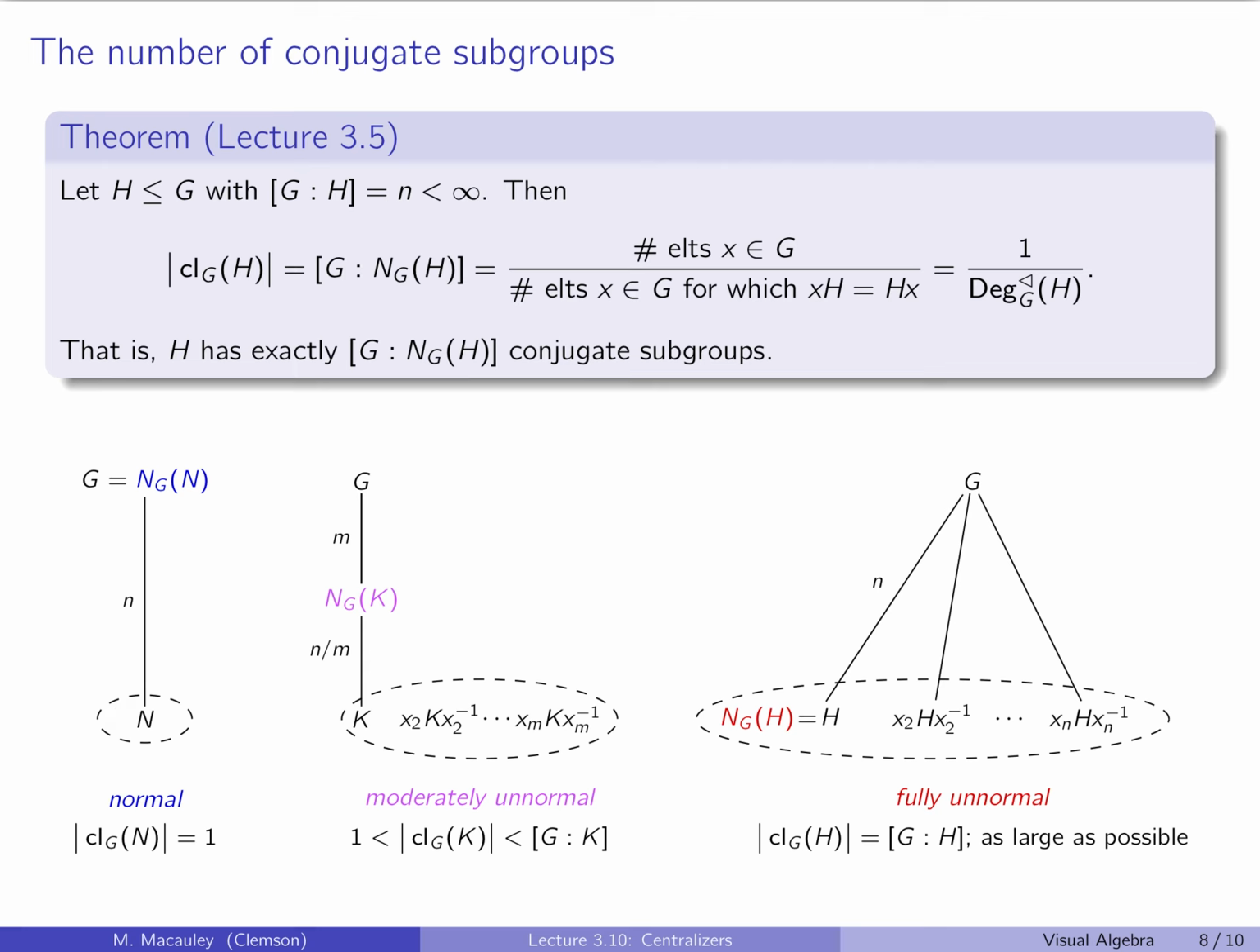If it's moderately unnormal, it means the normalizer is bigger than the subgroup itself, okay, but it's not equal to G. So it has index m, which is strictly less than n. And here is the size m conjugacy class. Finally, if the normalizer is equal to H, the normalizer has index n. This is the worst possible scenario in the sense that the conjugacy class is as large as possible. We say that H is fully unnormal.